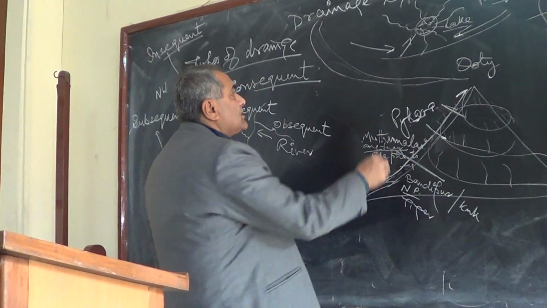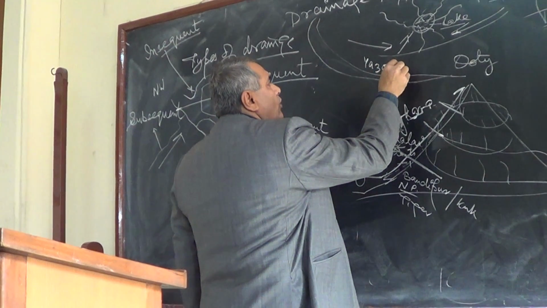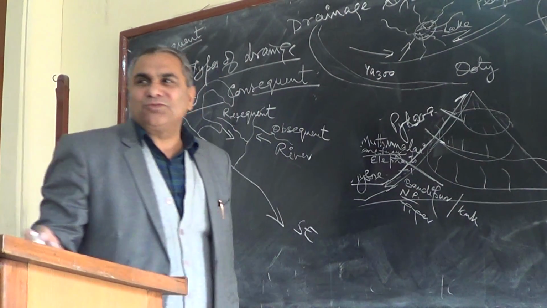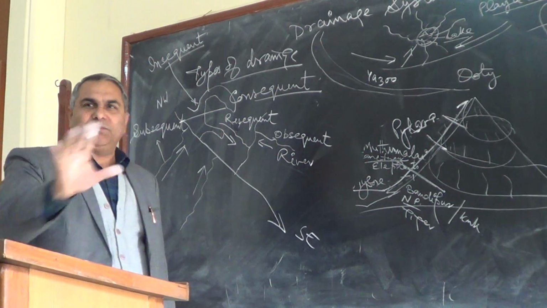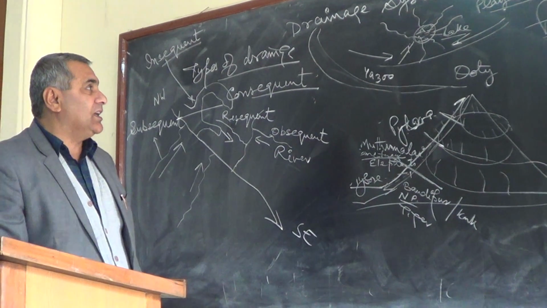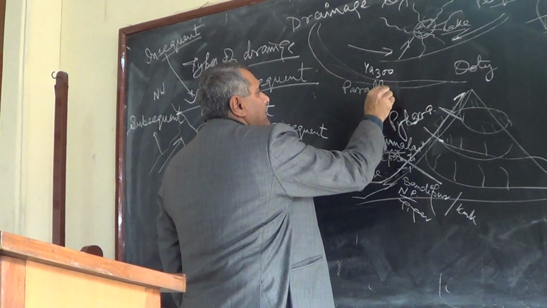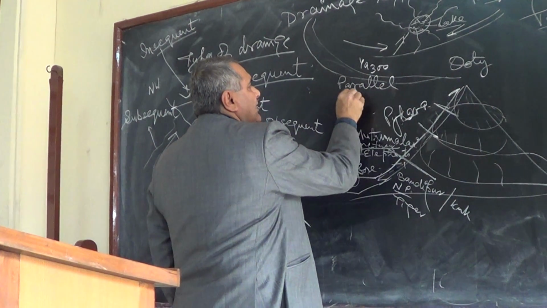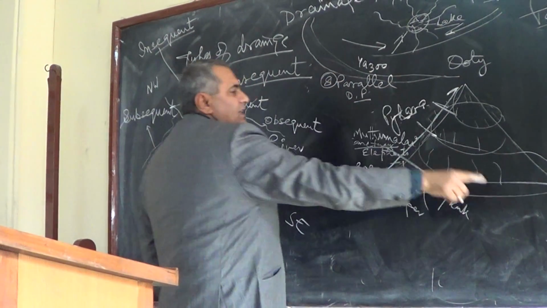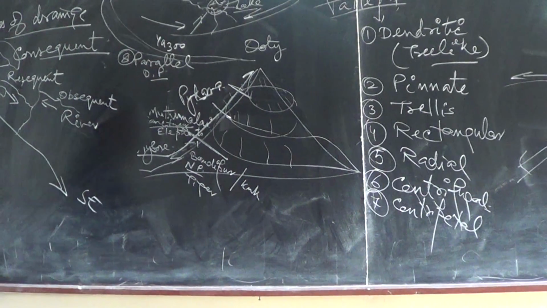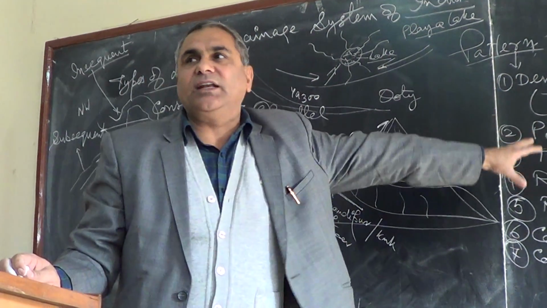Parallel is sometimes also known as Yazoo, Y-A-Z-O-O. In the USA there is a Yazoo river, and it gives a kind of parallel shape. That's why it is a parallel drainage pattern. Parallel drainage pattern, number 8. I hope it is clear. So these are the different patterns of drainage.